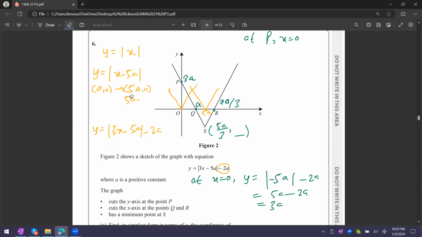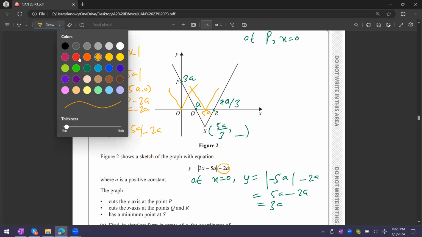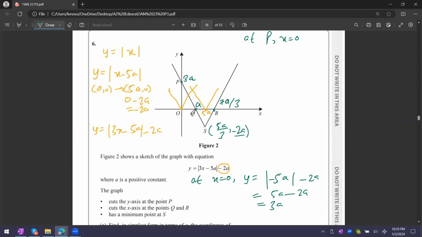But what's the y coordinate here? The y coordinate is 0, right? So 0 is moving down by 2 units, 0 minus 2a. So that means for S, the y coordinate is minus 2a. One more time explaining: you start from (0, 0), the normal absolute function. Minus 5a means you move 5a towards the right. Now this point is going to move down by 2a. The x coordinate is 5a, but the y coordinate is still 0. So 0 minus 2a is minus 2a.